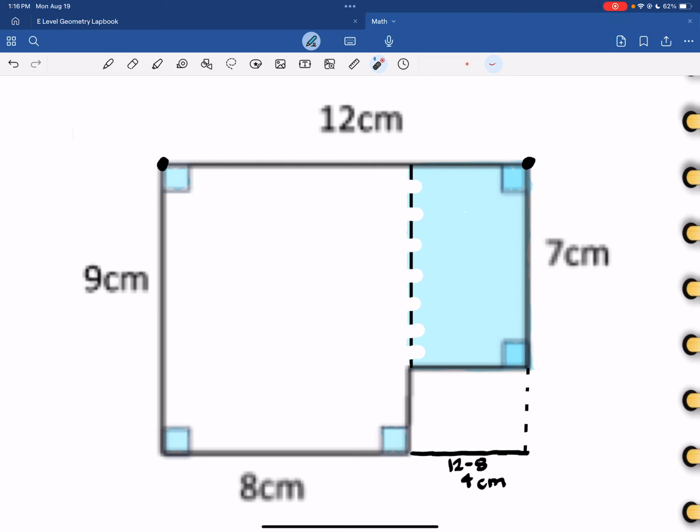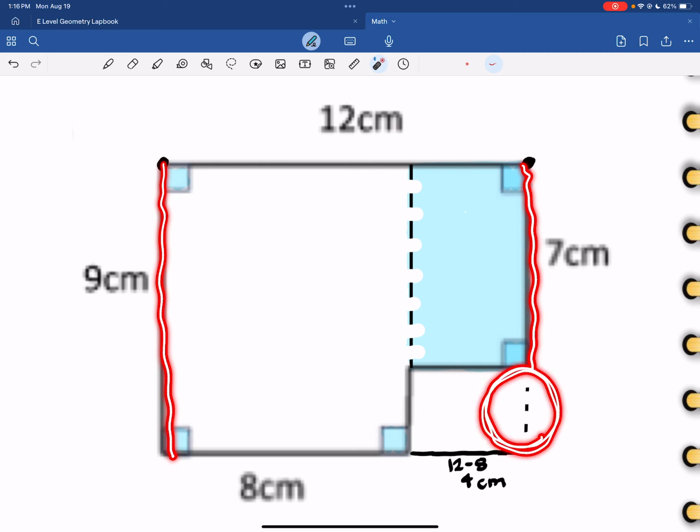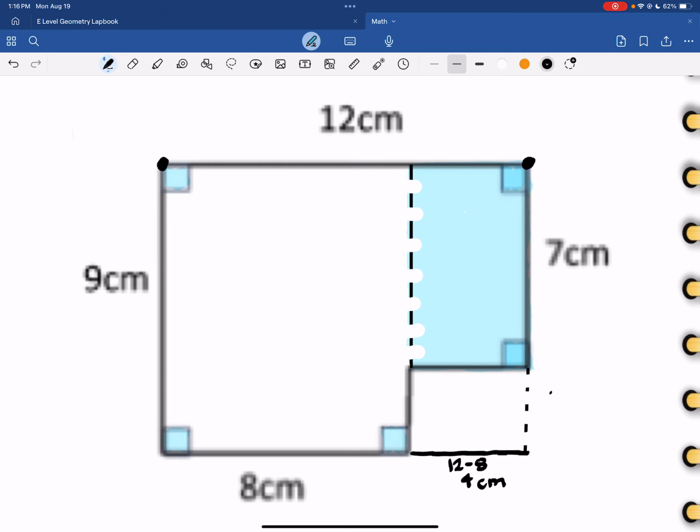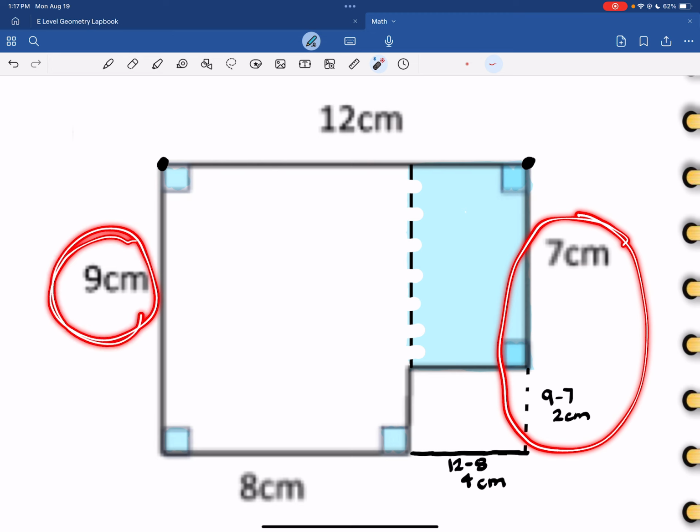Because I can add the 8 and the 4 to get what? 8, 9, 10, 11, 12. Okay. Then let's do the same thing for the vertical side. So we know this is 9, and we know this is 7. So how could I find this part? 9 minus 7 is 2 centimeters here. So that 7 plus 2 would give me 9.